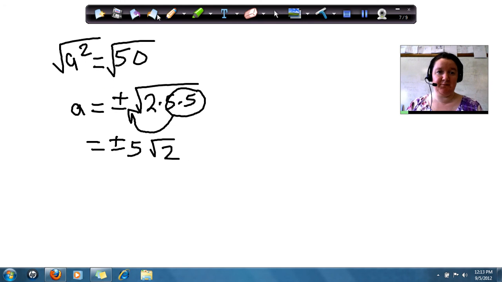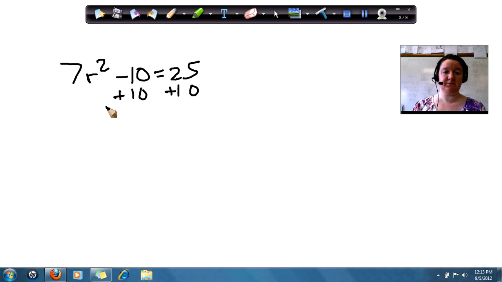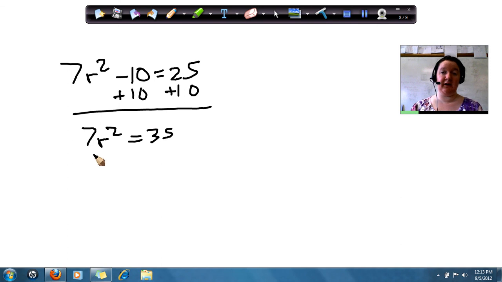Let's look at another example. Here we have to do a little bit of solving first. So if I look at this, I have to add 10 to both sides. So 7r squared equals 35. Then I need to get the r by itself, so I need to divide both sides by 7. So r squared equals, in this case, 5.